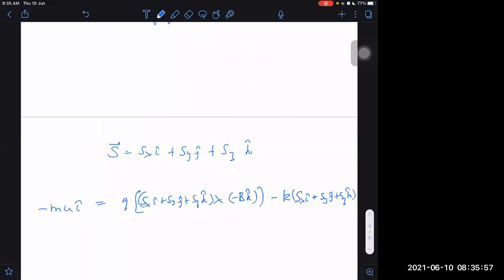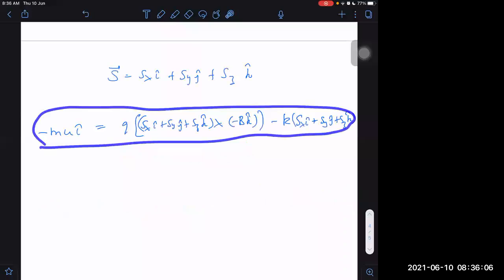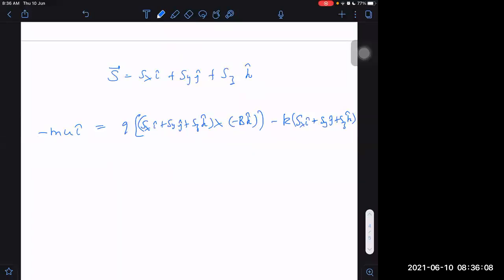Now, how many equations do we compare here? There is one vector equation, but it is equivalent to three equations, because we can compare separately along i cap, separately along j cap, and separately along k cap, component wise. Comparing component wise, we get three equations in three variables, and we will get Sx, Sy, and Sz.